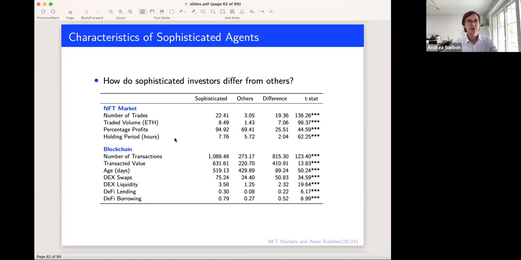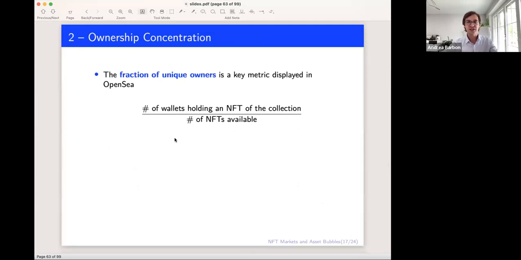All right, so now let's move to our second variable. That's the ownership concentration. There is not much to say about it, apart from the fact that this variable is actually displayed on OpenSea and other NFT exchanges. So apparently, people using these markets believe that it's an important indicator, and it is just defined as the number of wallets holding an NFT of a given collection, divided by the number of NFTs available in that collection. So it's a simple ownership concentration measure.